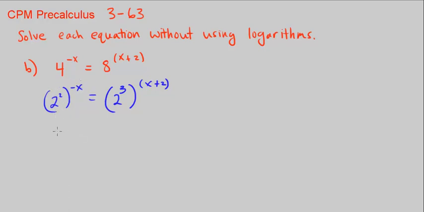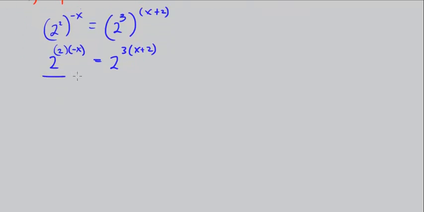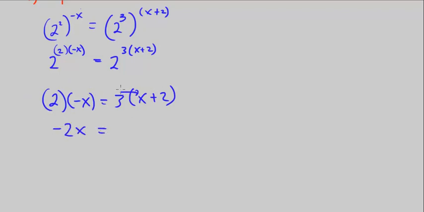Now I can use the properties of exponents to say this is the same as 2 to the power of 2 times negative x. It's not 2 minus x, be careful here. It's 2 times negative x equals 2 to the power of 3 times x plus 2. Now we have the same base. We can set the exponents equal to each other. 2 times negative x is equal to 3 times x plus 2. 2 times negative x is just negative 2x. Distribute the 3. So we have 3 times x, and 3 times 2 is 6.